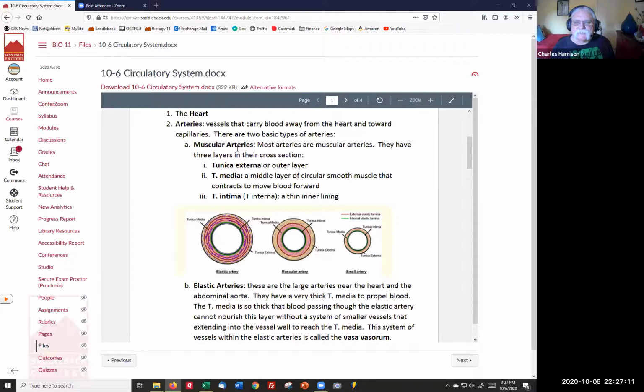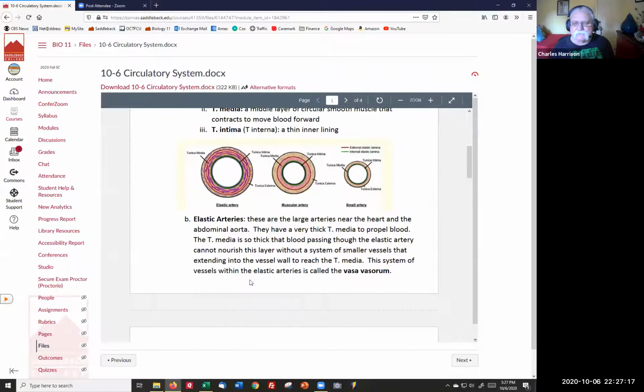Since most arteries are muscular arteries, what are the elastic arteries even there for? Especially since they need this extra assistance. The elastic arteries are going to be found near the heart. These are large. These are the aorta. These are the pulmonary trunk. These are the pulmonary arteries. And the brachiocephalic artery, and don't worry that you don't know all of these vessels yet.